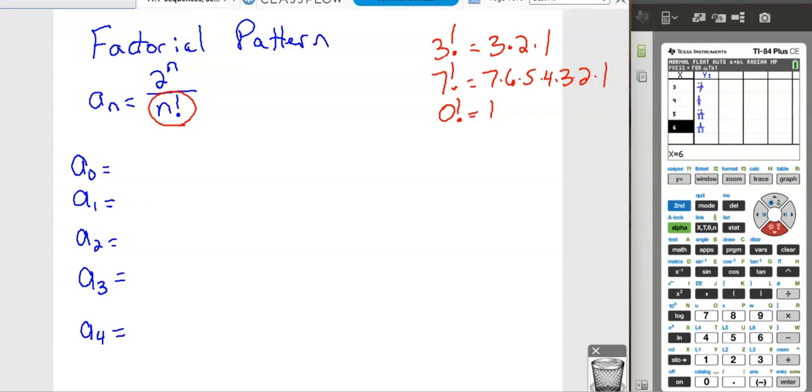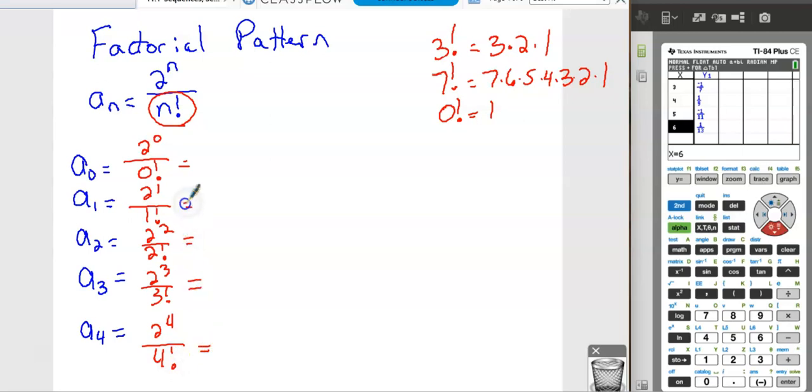All right, so here, if I substitute these in, a to the 0 power, so 2 to the 0 power over 0 factorial. A to the first power is 2 to the first power over 1 factorial. To the second power, so 2 to the second over 2 factorial. 2 to the third power over 3 factorial. 2 to the fourth power over 4 factorial. That's what all of those mean. And again, I want to show you how to do it by hand, and then obviously the calculator is going to come in handy as well.